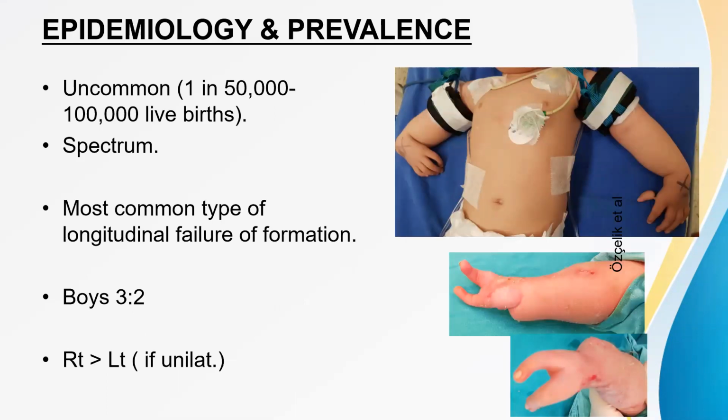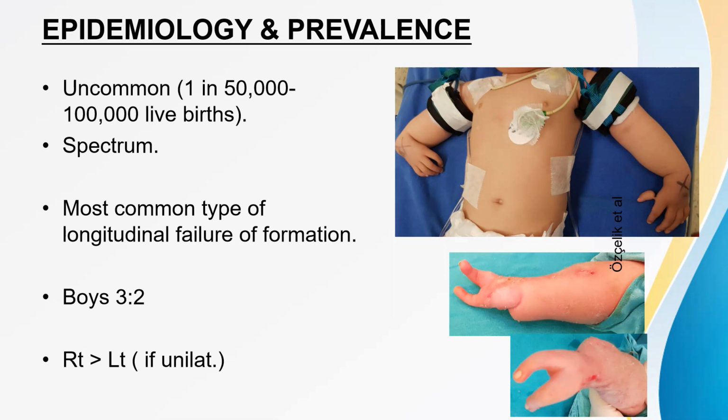Epidemiology and incidence. It is usually an uncommon condition affecting 1 in 50,000 to 100,000 live births. It's a spectrum of diseases, that's why the variability in the incidence reporting. It can range from simple involvement of the thumb, to a hypoplasia, to a complete absence of thumb, radius, or even the upper proximal arm structures. It is the most common type of the longitudinal failure of formation, more than the ulnar side.